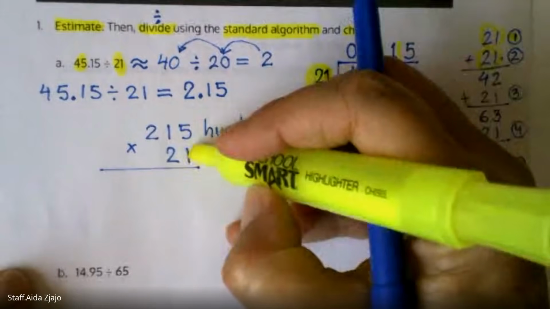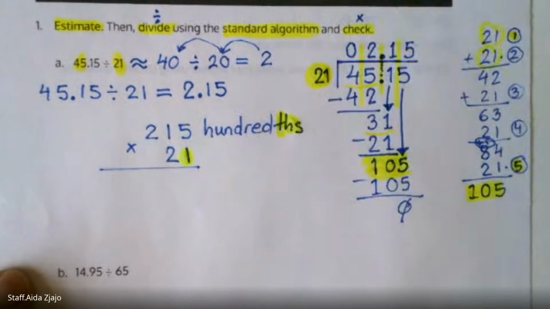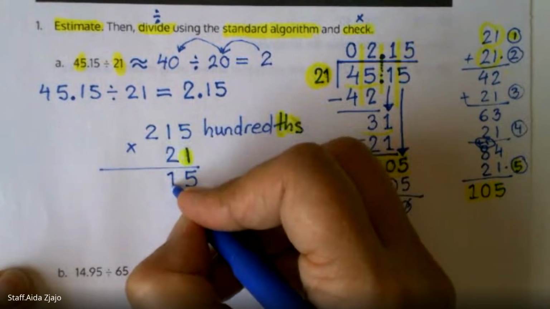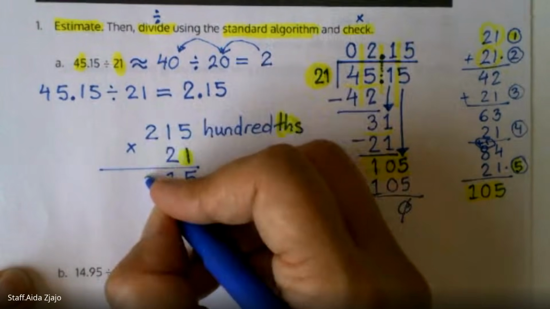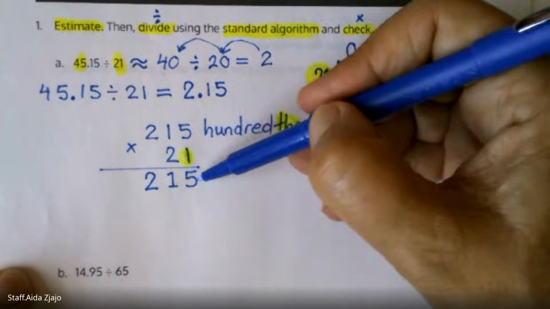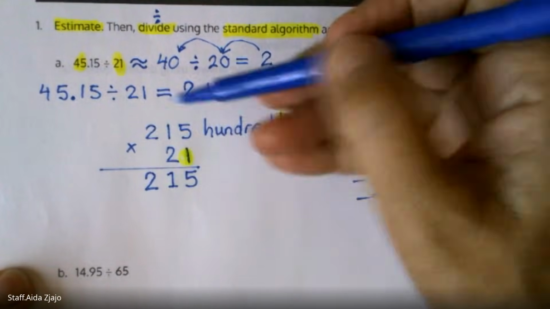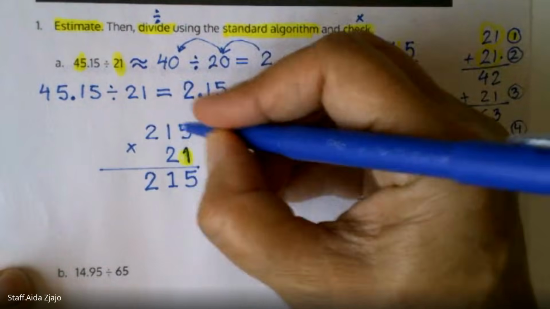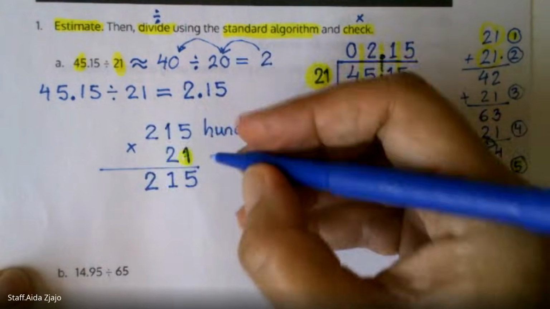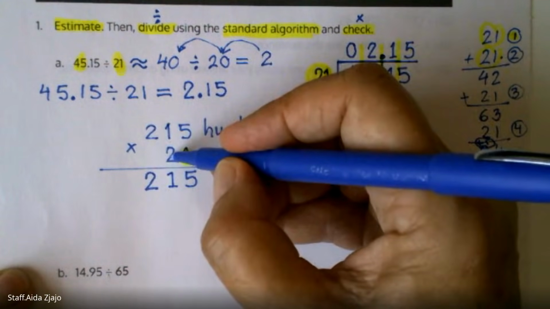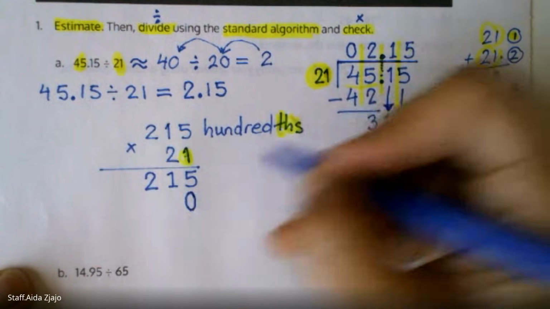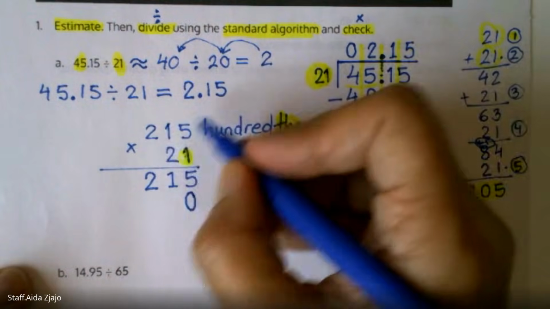So 1 times 5 is 5. 1 times 1 is 1. 1 times 2 is 2. Or 1 times 215 is 215. That's what we are really working with. We said 1 times this number is the same number. Now this number is 20, so I'm going to put 0 from the 20 here. And then I will do the same thing.